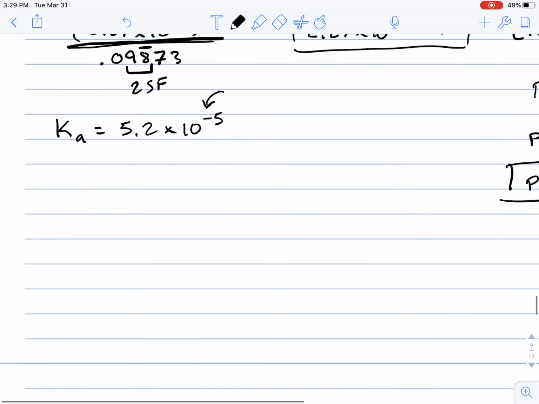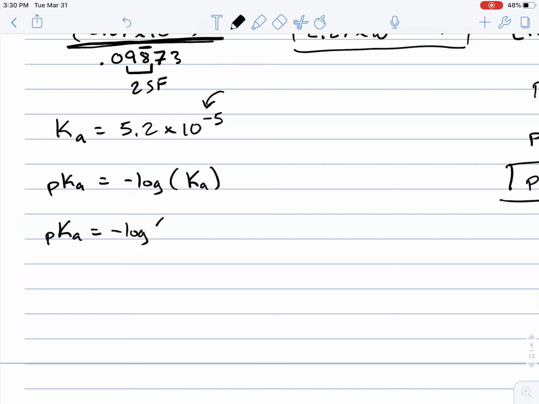All right, so now that we solved for Ka, let's solve for pKa. Now remember, whenever you take the P of something, you can take a P of the house, P of a cat, P of a dog, P of a number. That's just basically saying in mathematical speak that it's the negative log of whatever it is that you're taking. And so pKa is equal to the negative log of Ka. And so pKa is equal to the negative log of 5.2 times 10 to the negative 5.